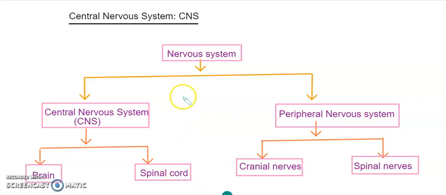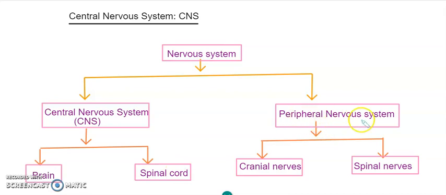Hello everyone, in this video you will be learning about the central nervous system, but we first will look into the different parts of the nervous system. The nervous system is divided into two categories, central nervous system and peripheral nervous system. The central nervous system is further divided into brain and spinal cord. So the two parts of the central nervous system are basically brain and spinal cord.